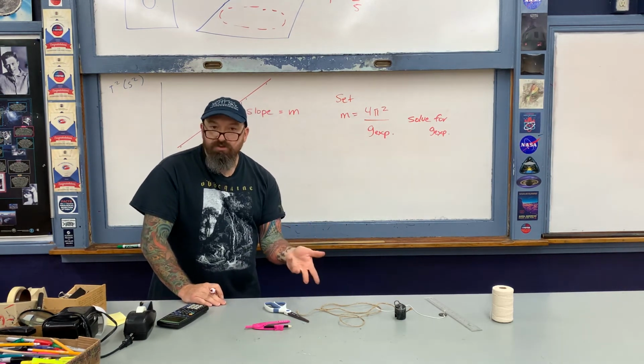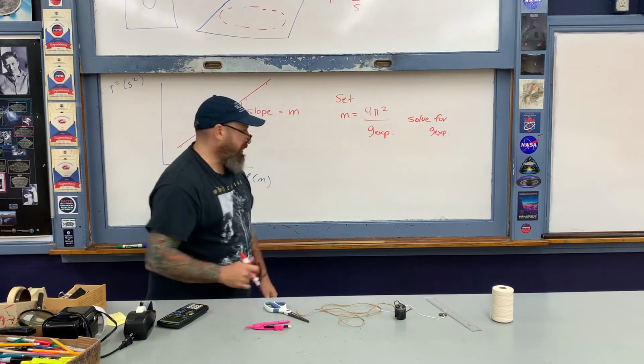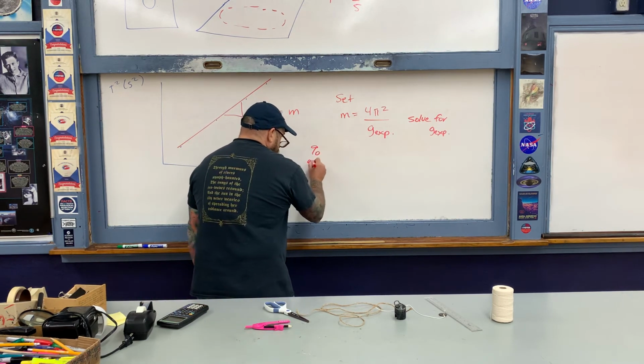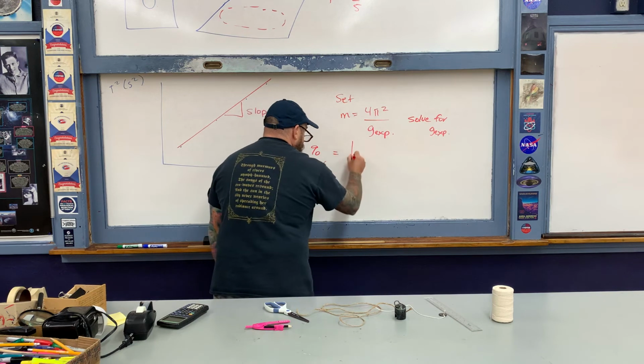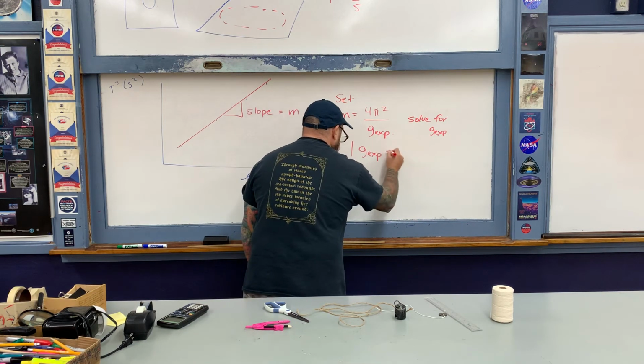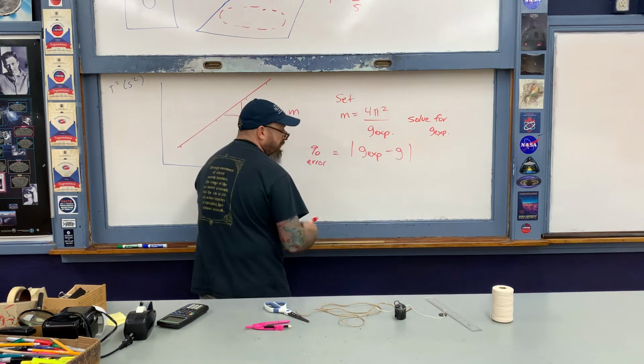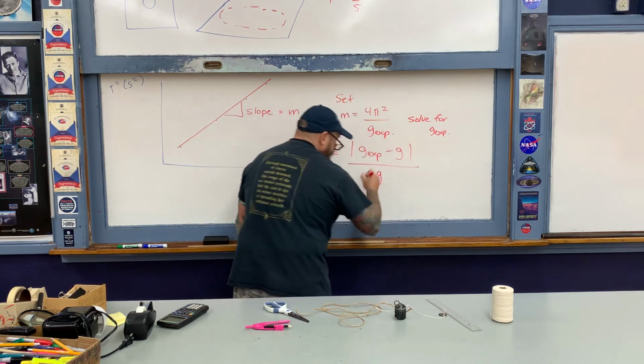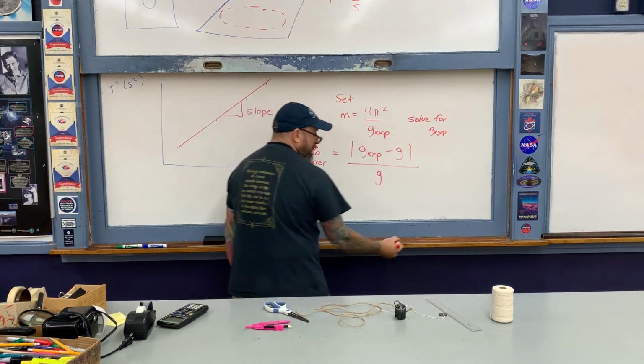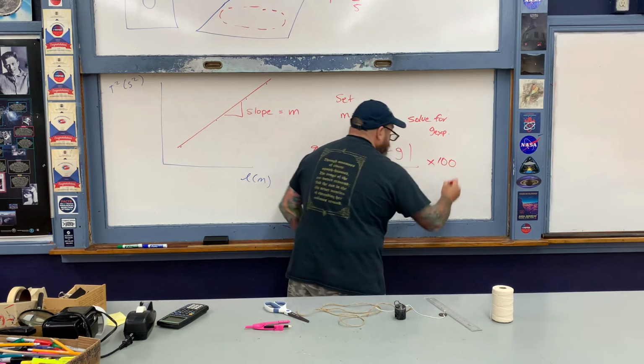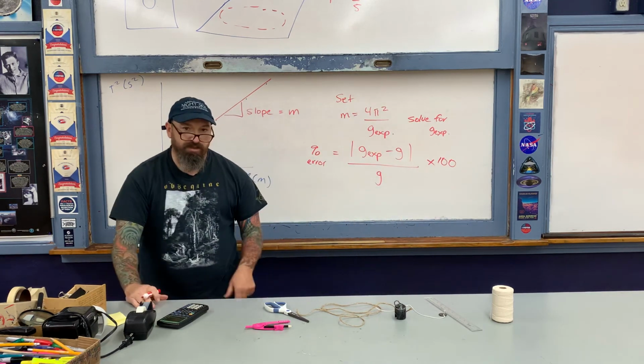So the last thing to do, therefore, is to calculate a percent error. Your percent error is going to be the absolute value of the difference between g experimental and what it should be, which is 9.8 meters per second squared, divided then by g, 9.8 meters per second squared. You'll end up with a decimal here; multiply it by 100 in order to convert it into a percentage.